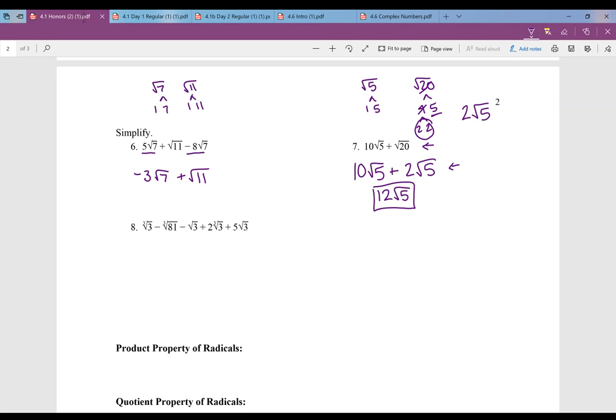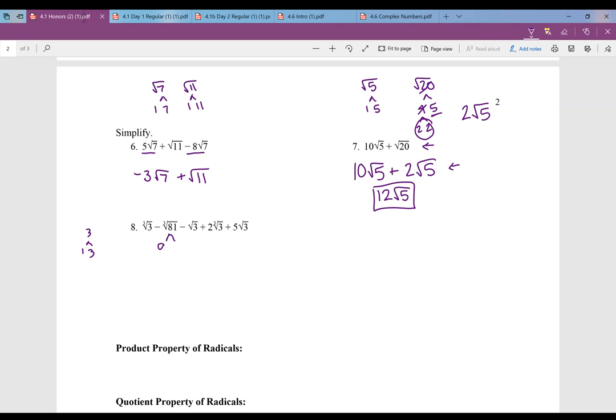Okay, and then number 8. We have the cubed root of 3 minus the cubed root of 81 minus root 3 plus 2 times the cubed root of 3 plus 5 root 3. So we need to look for like terms, but first let's check and see if everything's simplified. So everything with a 3 under it, that's as far as you can break it down, right? 3 can only be broken down to 1 times 3.